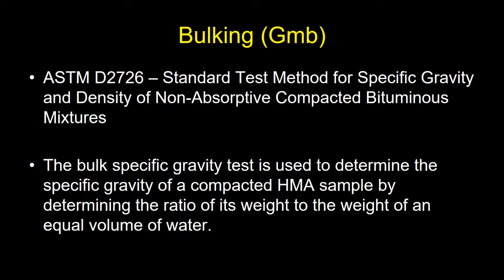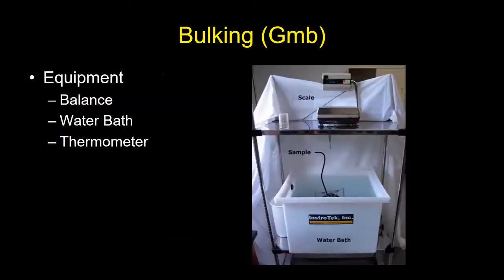You're trying to determine the specific gravity of a compacted HMA sample by determining the ratio of its weight to the weight of an equal volume of water. It's a long sentence. Hopefully just the procedure helps you understand it a little bit more. The equipment that you use is a balance, a water bath, and a thermometer. This is what they can look like. Ours in that previous video is what we use.